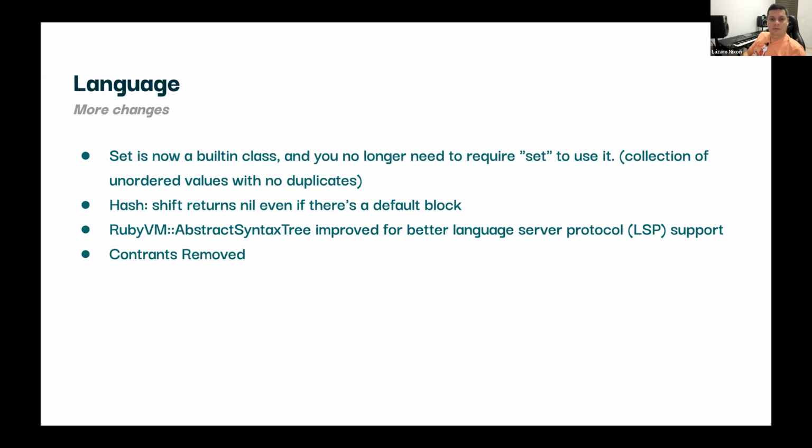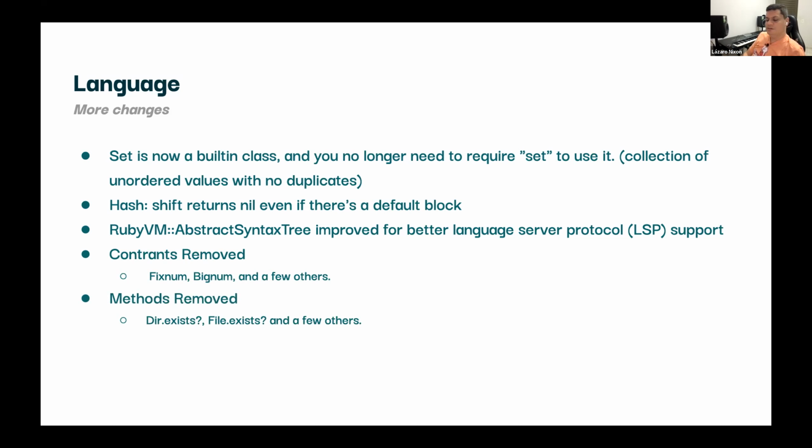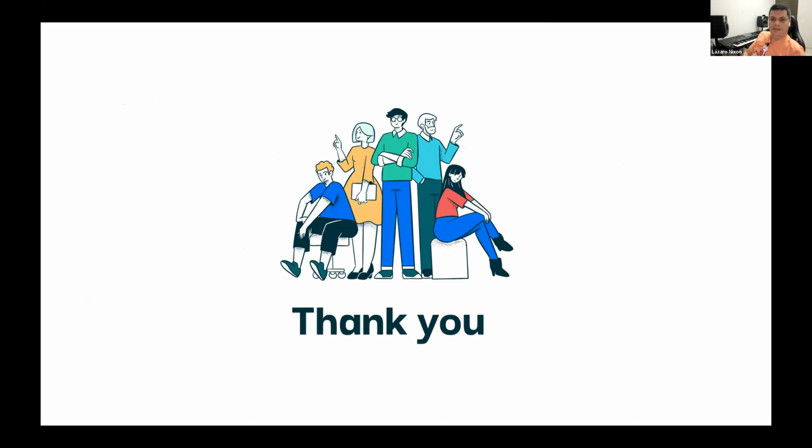Some constants were removed, so fixed none, big none, and a few others. So if you have these constants, you'll need to remove them from your application. Some methods were removed too, so dir exists, file exists, and a few others. Actually, they were replaced by exist and file exist, just that. That's it. I believe I covered everything. This was what was introduced in Ruby 3.2 overall.